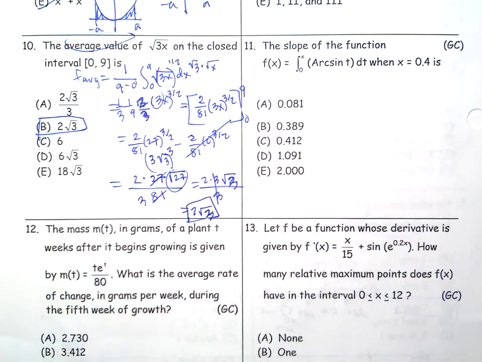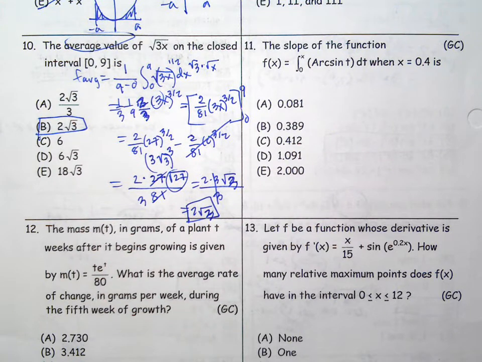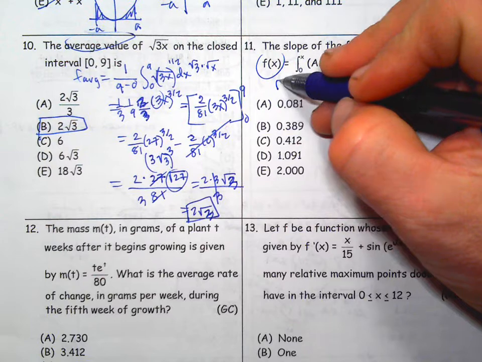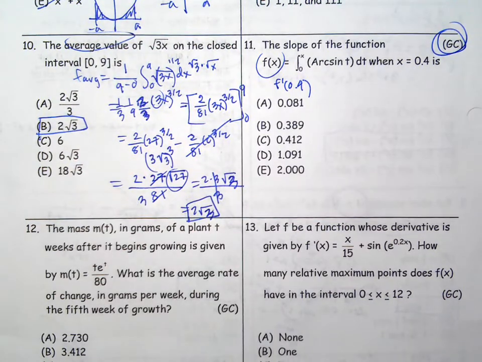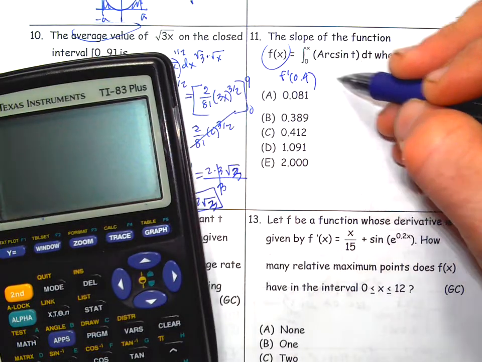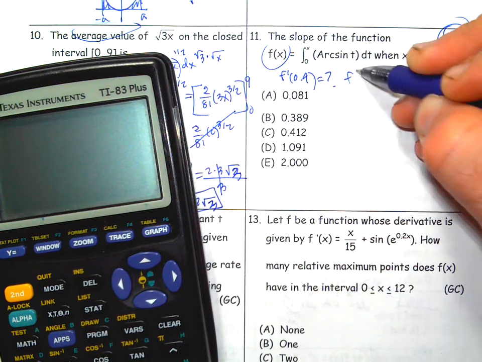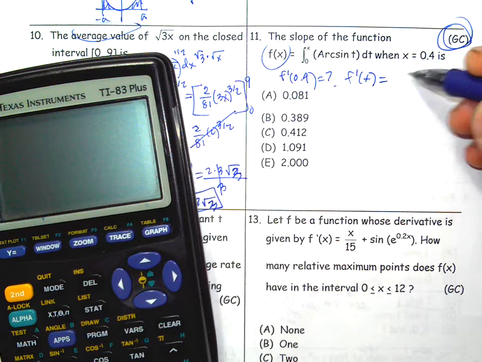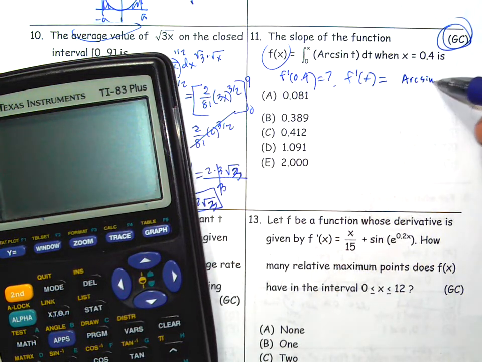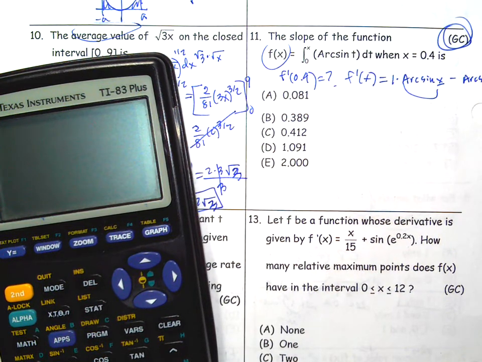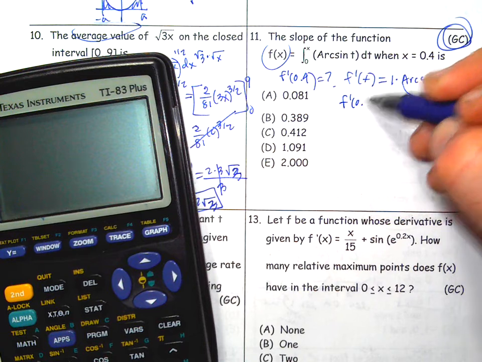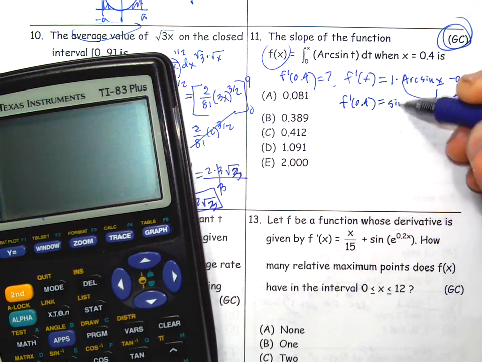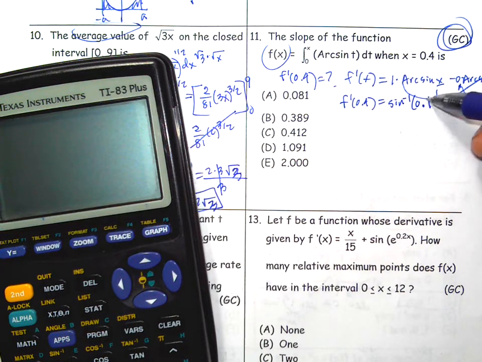Number 11. The slope of the function. So we're looking for f prime at 0.4. Now this is a graphing calculator problem. If we take the derivative of this in general, f prime of x, by the fundamental theorem of calculus, you're going to get arc sine of x times the derivative of what you plugged in minus arc sine of 0 times the derivative of what you plugged in. So that goes away. So f prime of 0.4 equals inverse sine, which is another way of writing arc sine, which is a little more common for us.